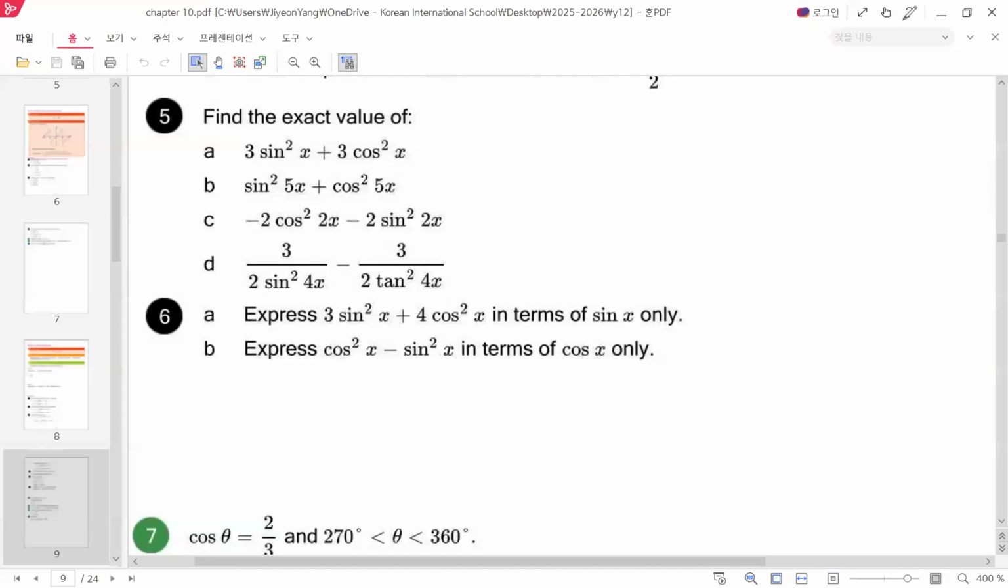Okay, students, please listen to me. So firstly, to solve question number 5, you need to know the relationship between trigonometric functions.